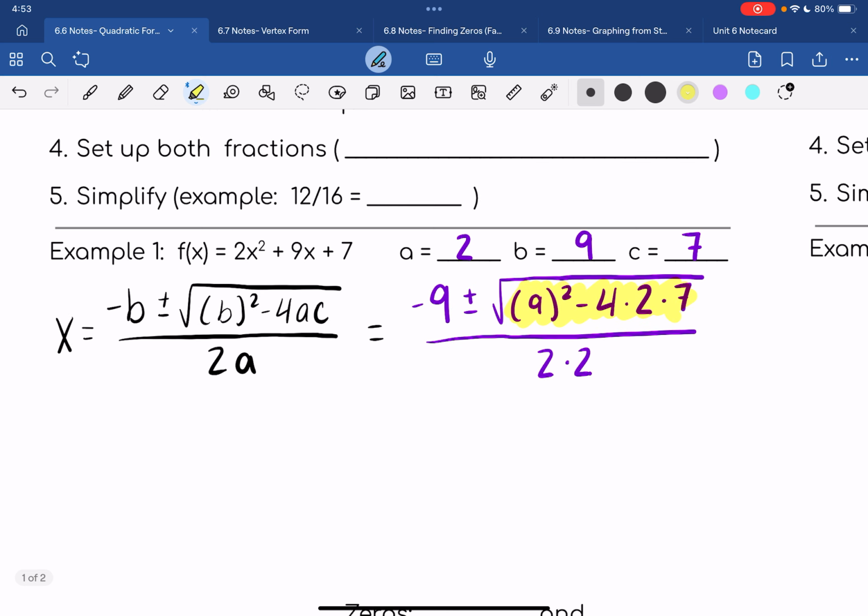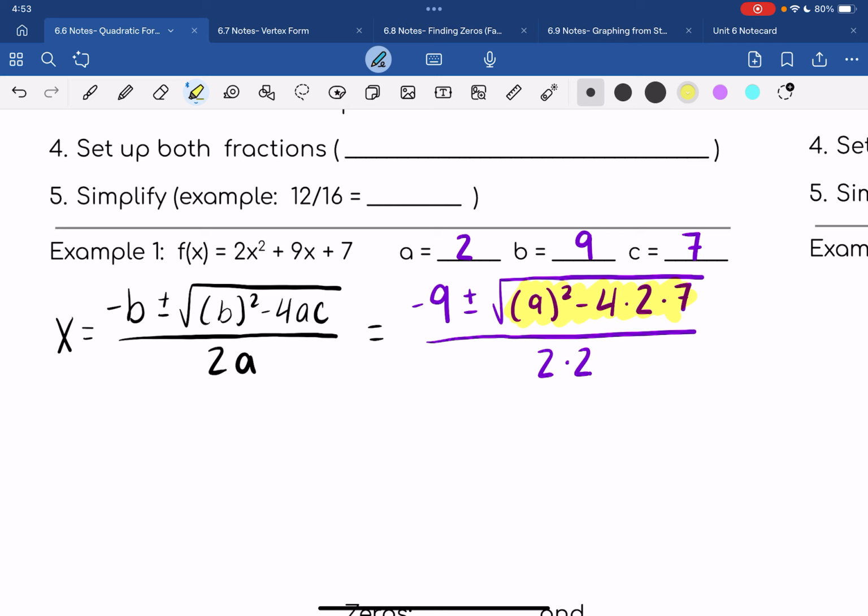We've got options. We could work that out piece by piece. So 9 squared is 81. 4 times 2 is 8. 8 times 7 is 56. 5, 6, 7, 8. 56 is 7 times 8. Yeah. And then 81 minus 56 would be 25. So we can work it out piece by piece like that.